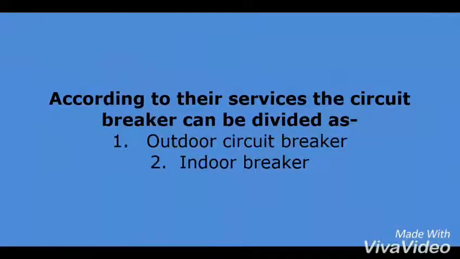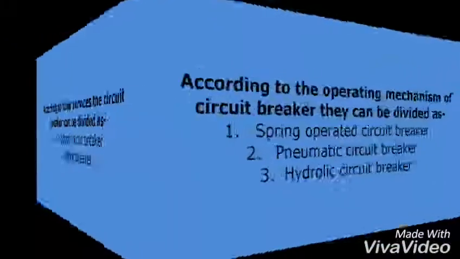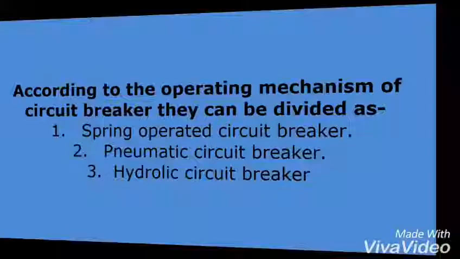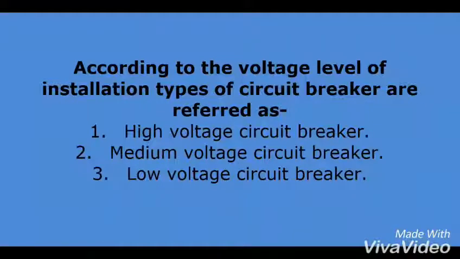According to their services the circuit breaker can be divided as: 1. Outdoor circuit breaker, 2. Indoor breaker. According to the operating mechanism of circuit breaker they can be divided as: 1. Spring-operated circuit breaker, 2. Pneumatic circuit breaker, 3. Hydraulic circuit breaker. According to the voltage level of installation, types of circuit breaker are referred to as: 1. High voltage circuit breaker, 2. Medium voltage circuit breaker, 3. Low voltage circuit breaker.